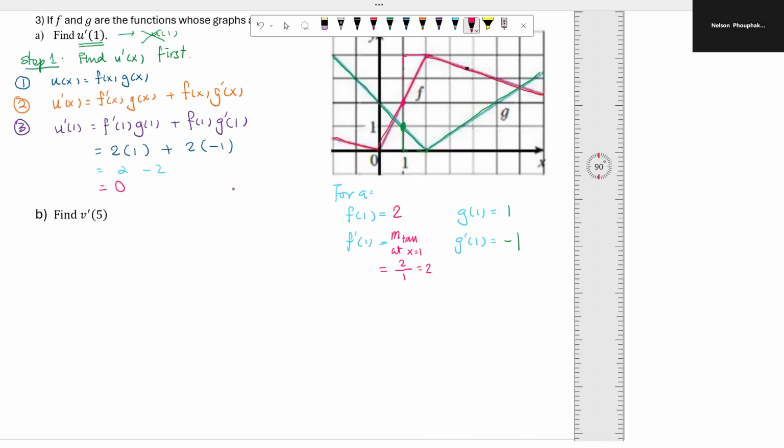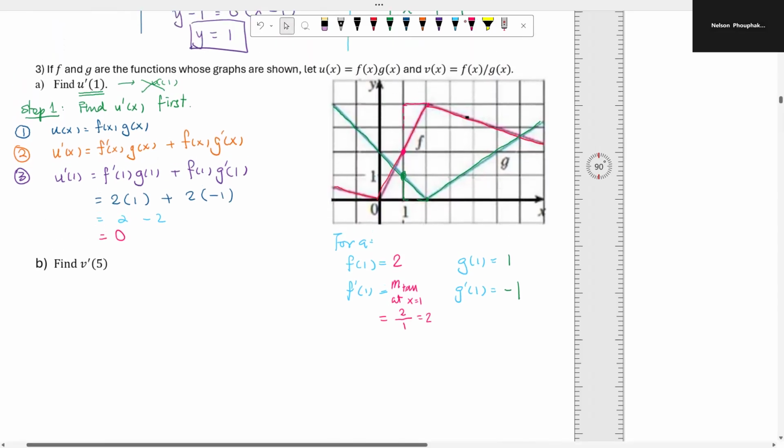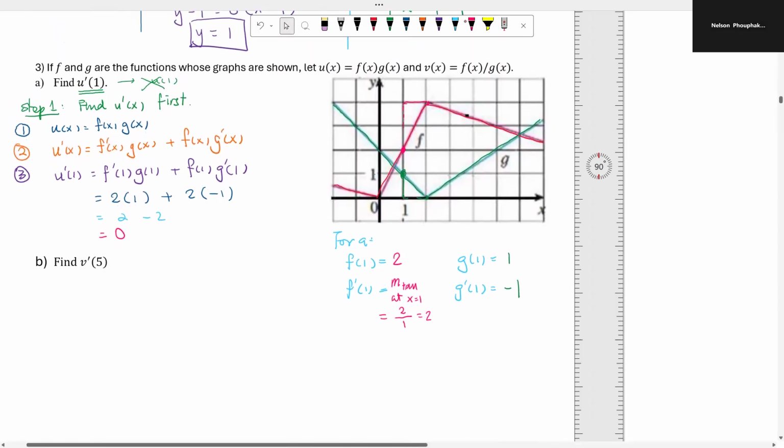Now try to use the same technique to see if you could again find out what v prime of 5 is equal to.